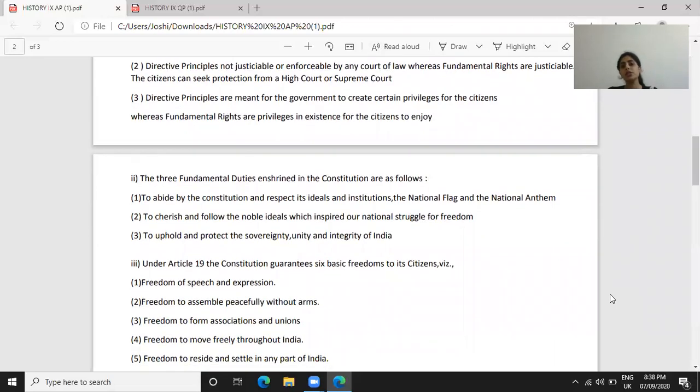Answer 2. The three fundamental duties we have to mention, which are enshrined in the Constitution, are as follows. Point 1. To abide by the Constitution and respect its ideals and institutions, the national flag and the national anthem. Point 1 done. Next point. To cherish and follow the noble ideals which inspired our national struggle for freedom. And the last point. To uphold and protect the sovereignty, unity, and integrity of India. So these are the three fundamental duties. Give yourself 3 marks for mentioning the 3 duties.